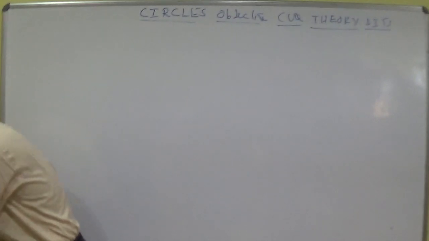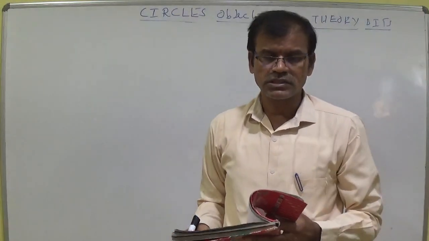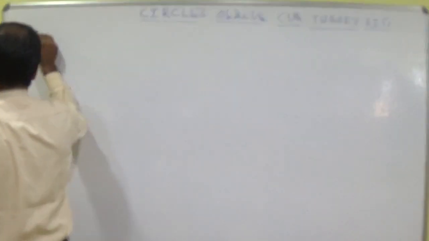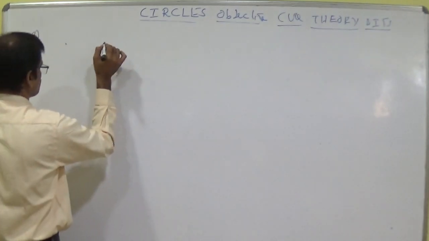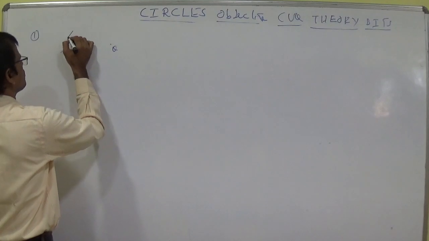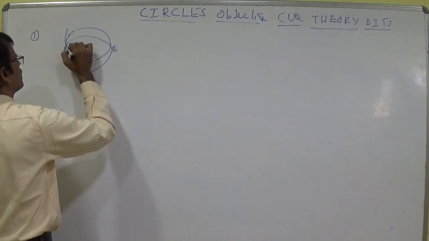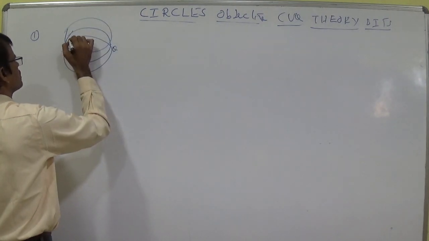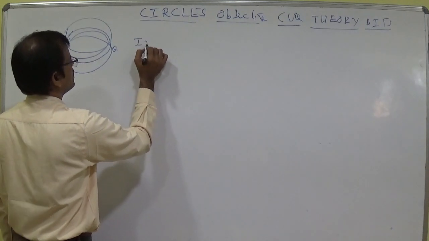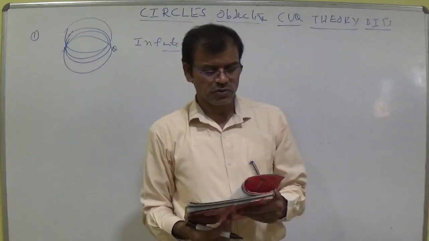Every student should have the material. I will not write the question on the board. First question: number of circles drawn through 2 points. Take this one, this is P and this is Q. Draw a circle like this, and another like this, and another like this. So what did you observe? Plenty of circles we can draw, infinite. That's the first question's answer.